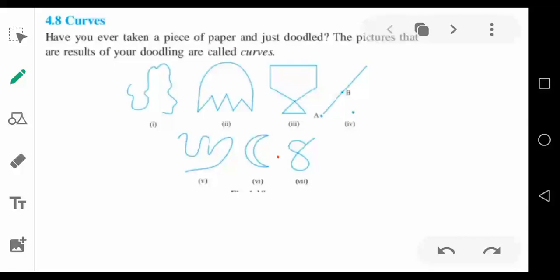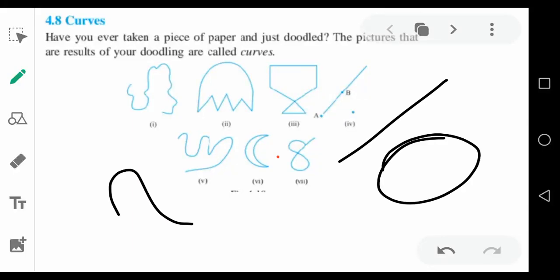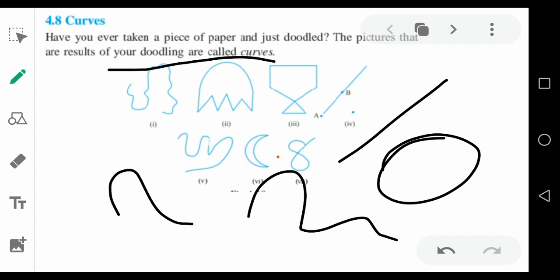Hello children. Today we'll study about curves. Curves means, in a paper, whatever you draw, that means any curve, if I'm drawing like this, a straight line, or like this, all these are curves. Okay. So any result of your doodling is called a curve. That means anyway, if you're drawing like this, all these are curves.